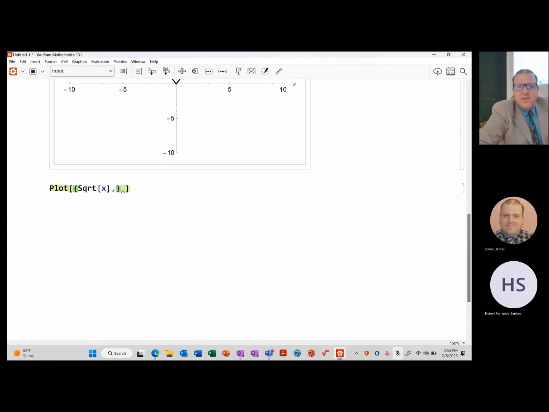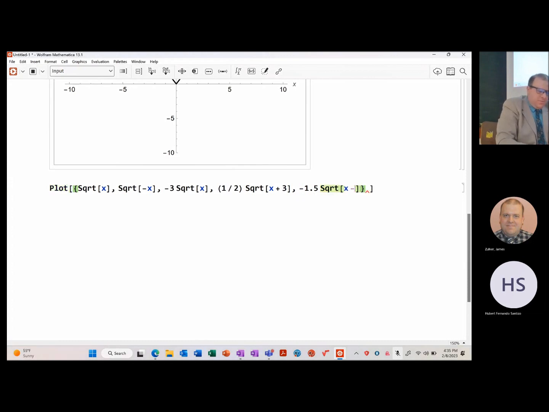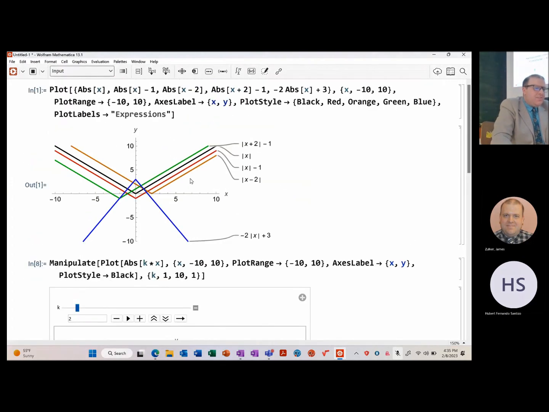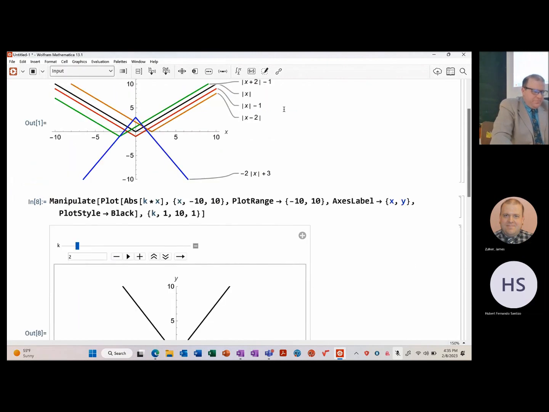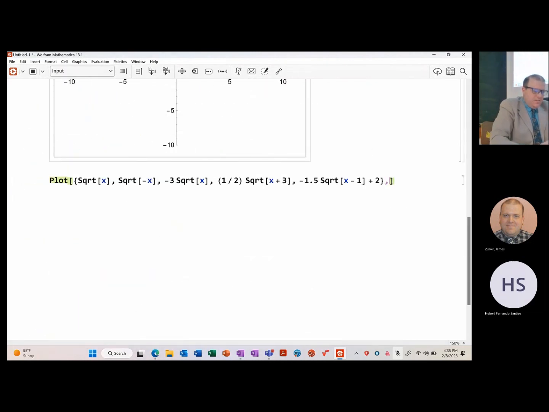So, square root of x. Let's see how good we did. Square root of -x. -3 square root of x. Half square root of x plus 3. -1.5 square root of x minus 1 plus 2. And for the rest, let's get the same options. So copy, paste.